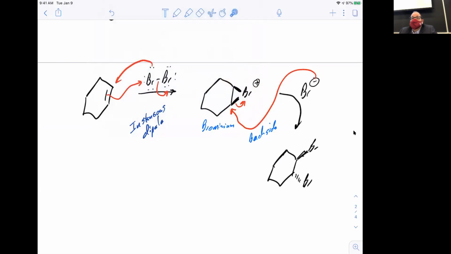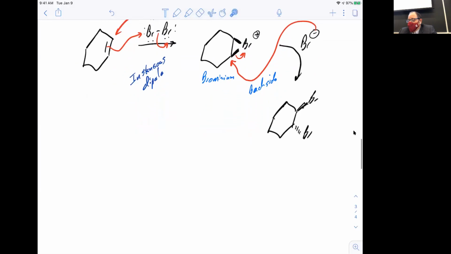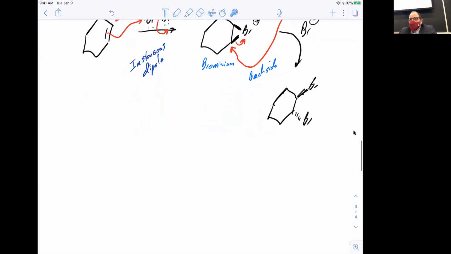Questions about this one? Chlorine tends to do anti-addition, bromine always does anti-addition, and iodine always does anti-addition. So when you're looking at the different halogens, you'll notice that bromine is used most often because it is one of the easier ones to work with. Iodine is not that difficult to work with, but bromine reacts a little bit faster. So you notice that we use bromine more often.